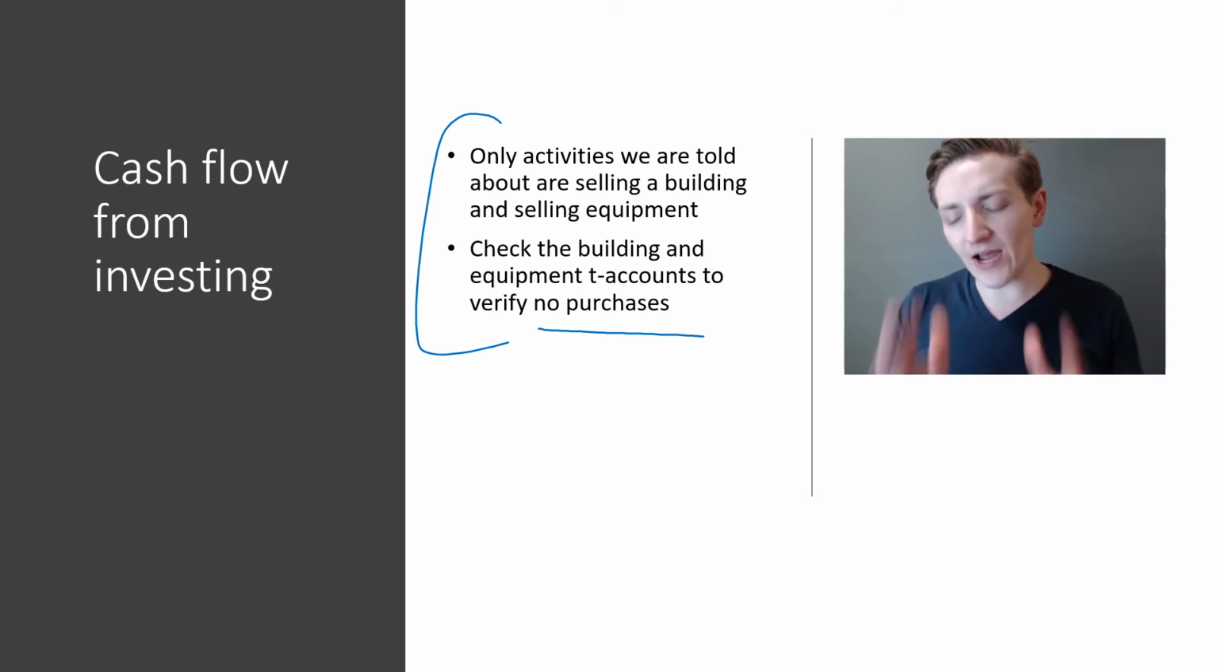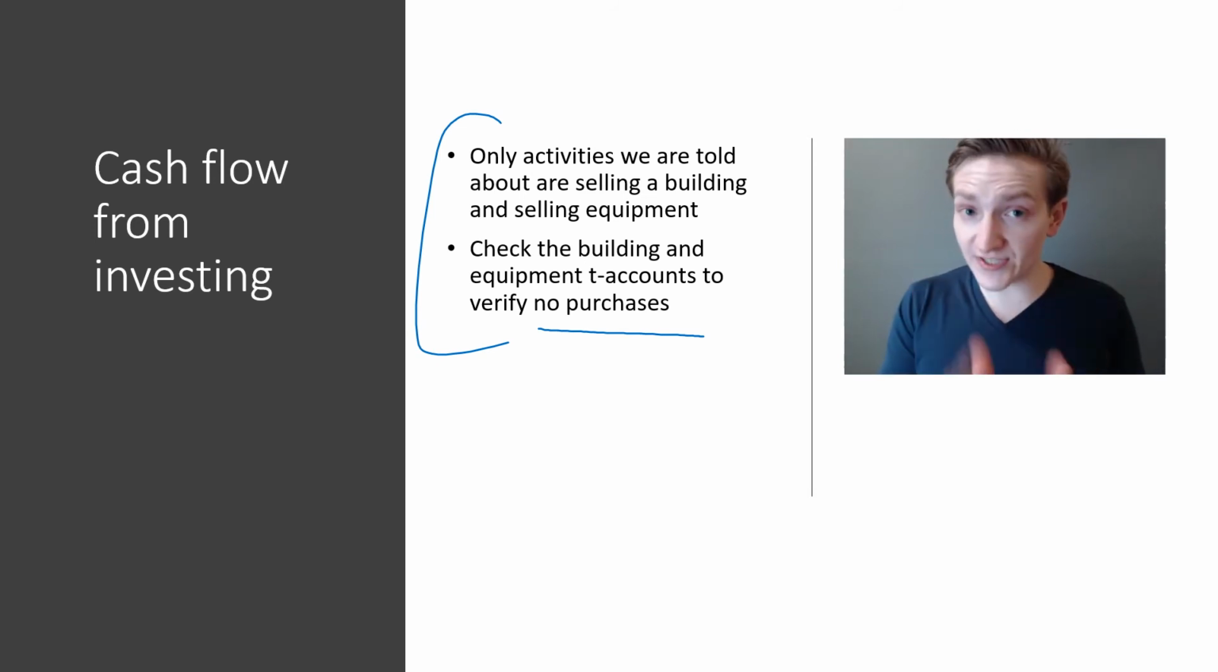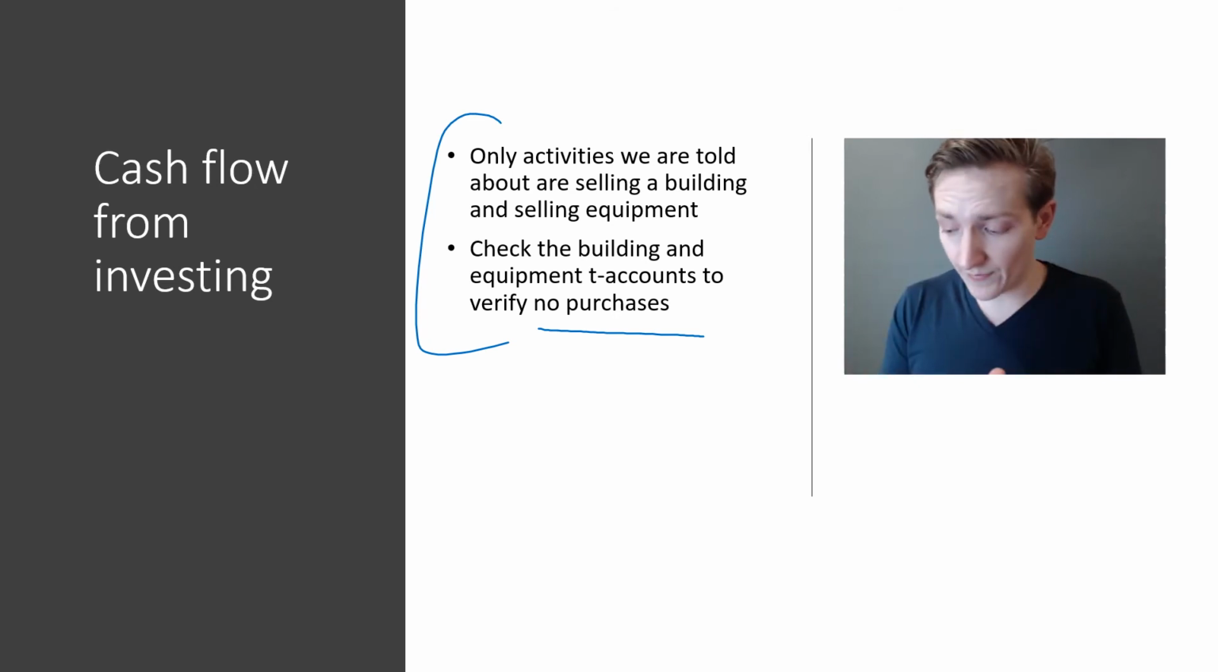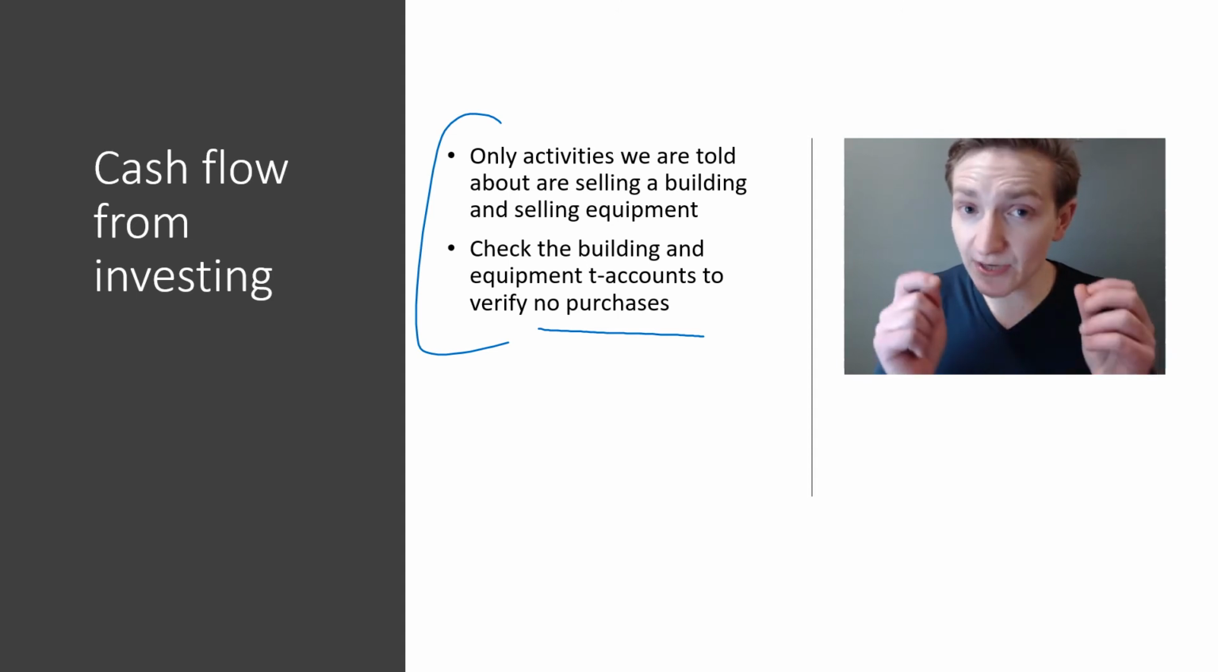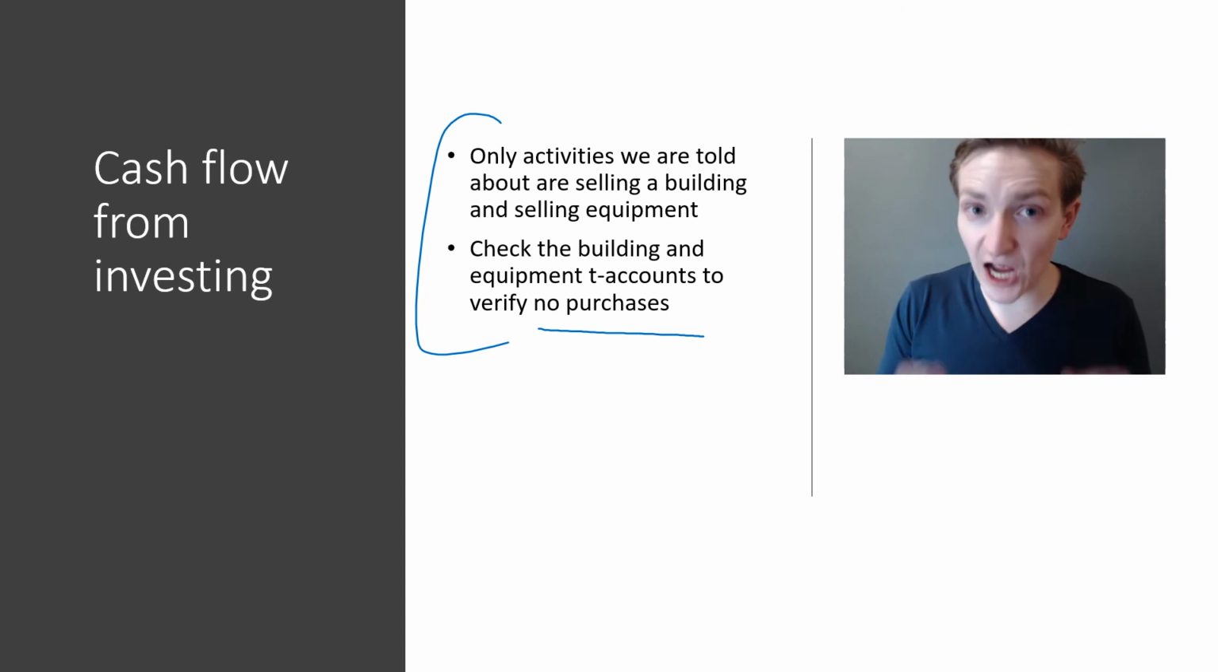Because effectively what we have here is we're told there was a sale of buildings, we're told there was a sale of equipment, but we don't know if the firm also purchased some buildings or equipment, and we need to see whether they did in order to get a complete picture about the firm's cash flows from investing.